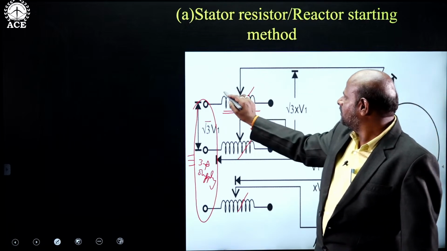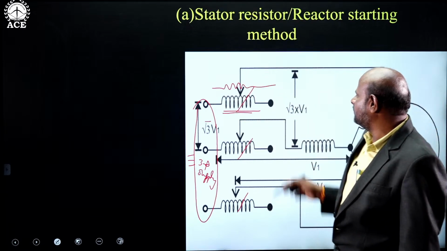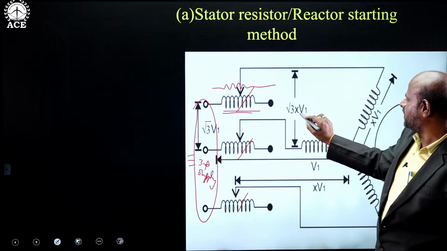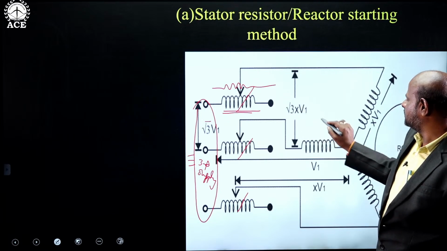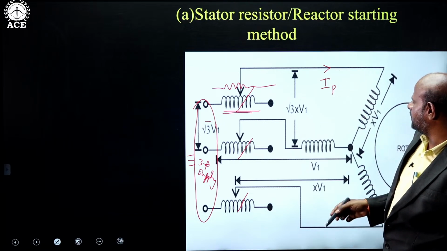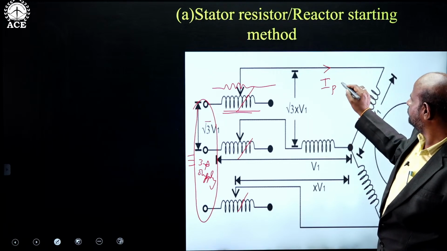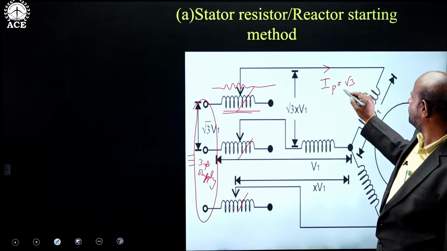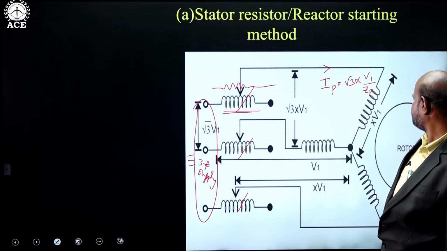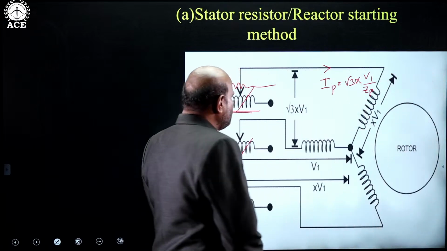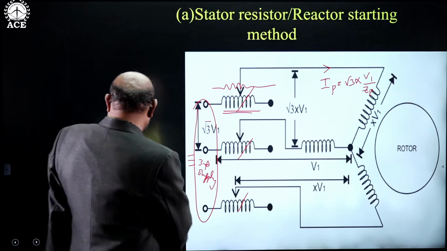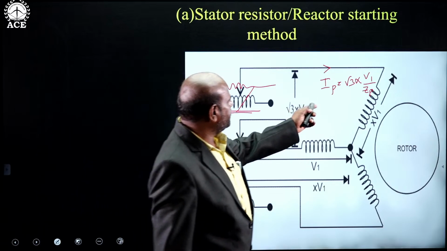So this is the reactor. If you are using a resistor, this diagram will be like this. The percentage of reactance or resistance obtained is X. So √3 X V1. Then what is the phase voltage we are going to get? V phase is equal to √3 X V1 by Z phase. So here an X fraction is what we are going to get in the current.